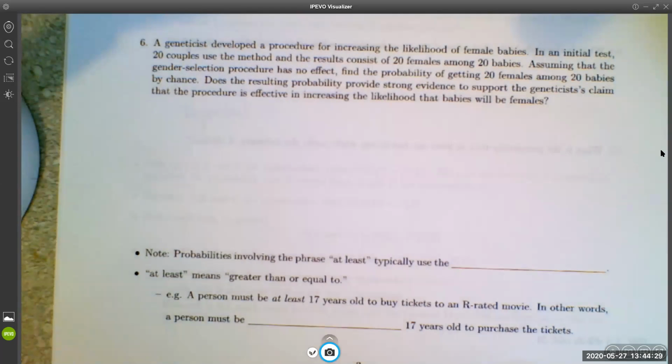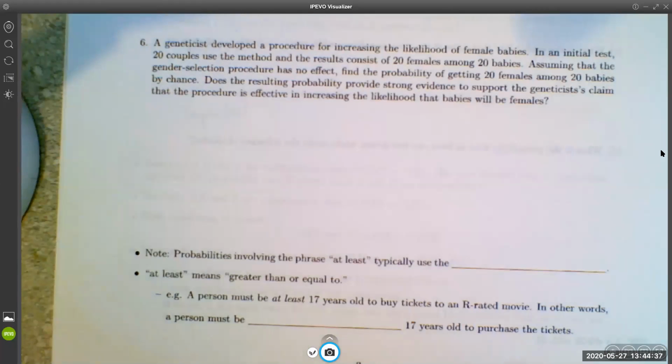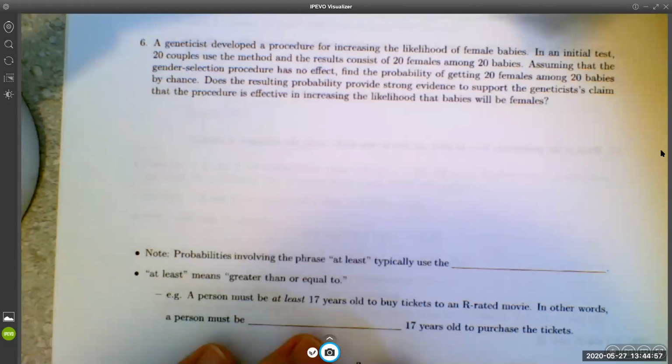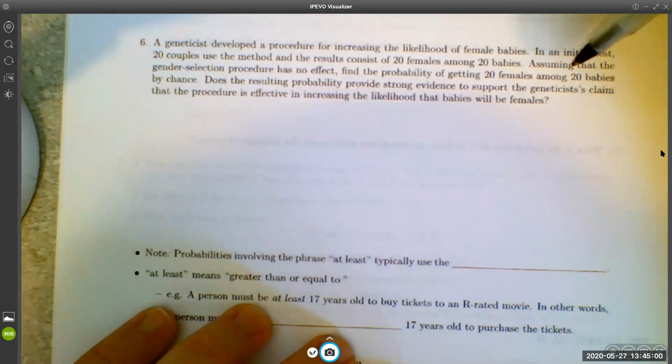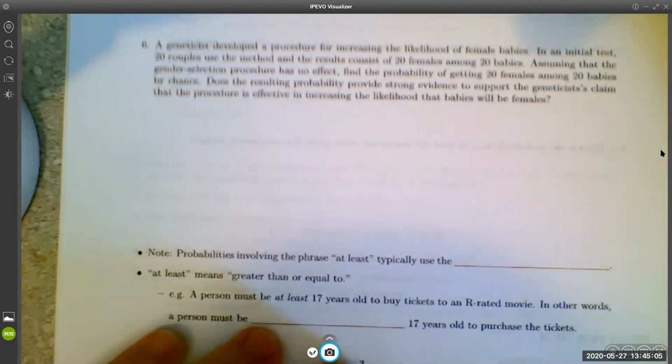And the evidence that this geneticist has to say that the procedure is effective is that 20 out of 20 couples who tried it ended up with female babies. So what we want to do is use that data to say whether or not we can say that the procedure really is effective, or is it maybe just due to some random chance that occurred, right? So let's do it. We want to compute the probability of getting 20 females among 20 babies just by chance.